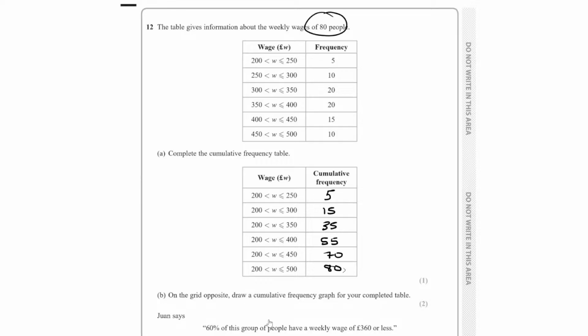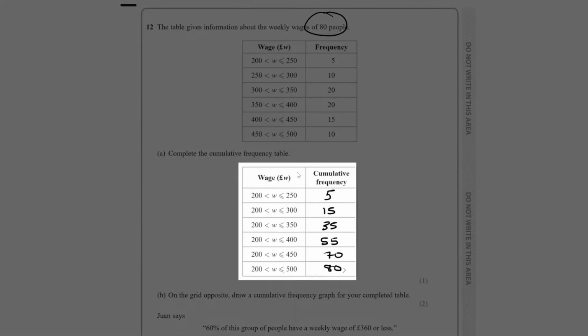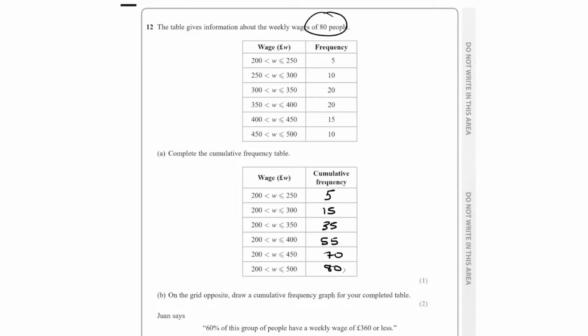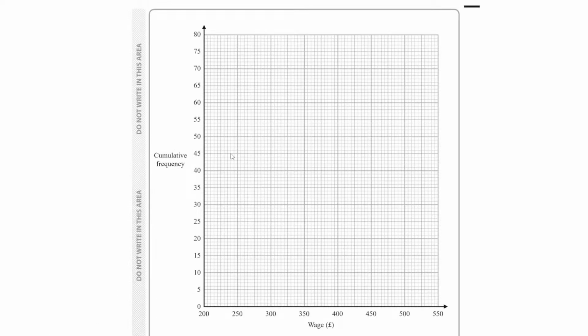So that's 1 mark. Now they then said part B, on the grid opposite, draw a cumulative frequency graph. If they make you do the table, they're pretty much going to make you do the graph, right? So that's pretty guaranteed. So I'm just going to copy this table because obviously on mine it's on a separate page. When you do your paper, you'll be able to see both at the same time.